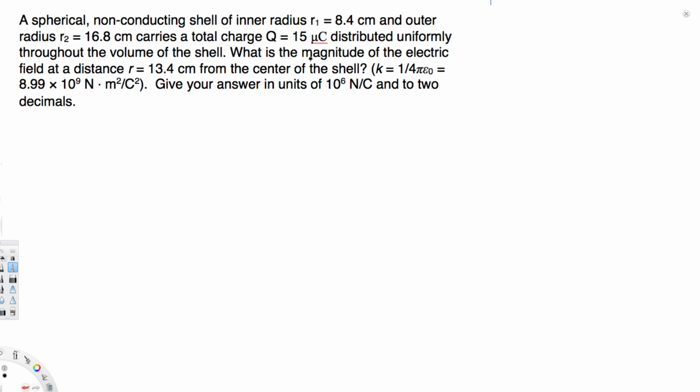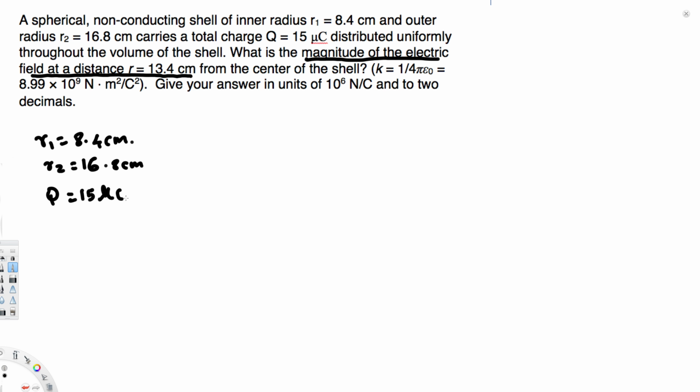And here we are trying to find the magnitude of the electric field at a distance of r is equal to 13.4 centimeter. Now let's list all the given information. First we have r1 that is equal to 8.4 centimeter, and we have r2 that is equal to 16.8 centimeter, and then we have the charge Q that is equal to 15 microcoulomb, and then we have the distance at which we are trying to find the electric field, that is r, 13.4 centimeter, right?